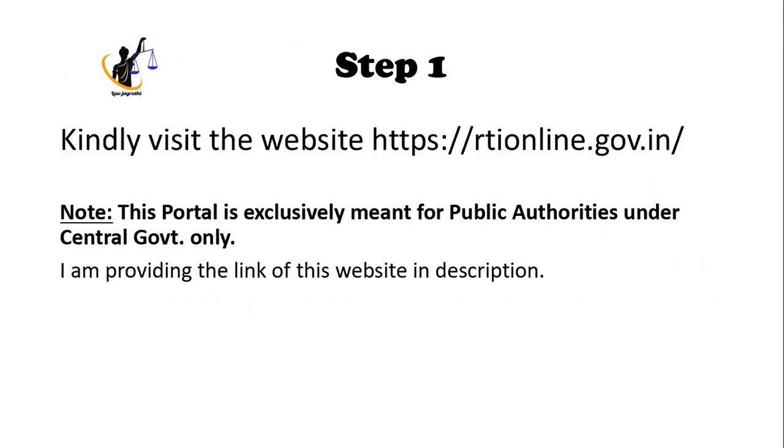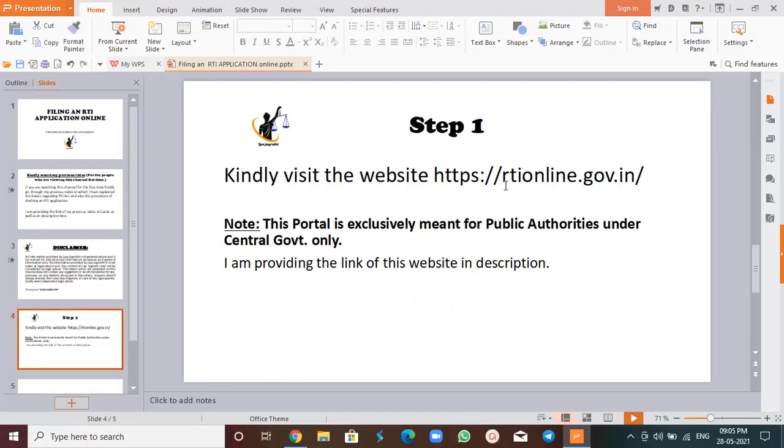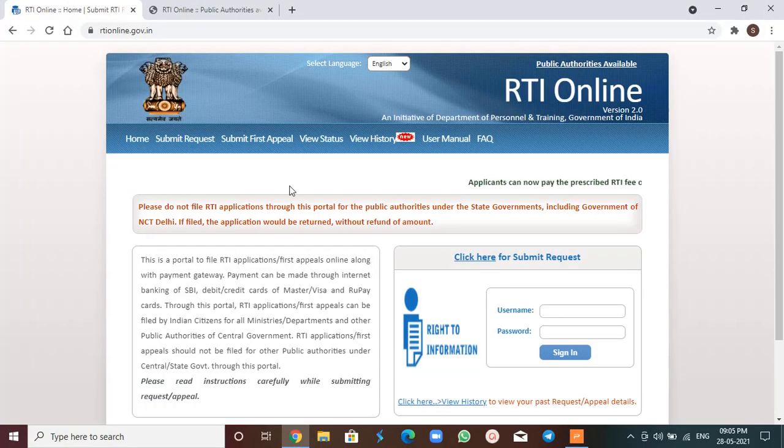Step 1. Kindly visit the website rtaonline.gov.in. Note: this portal rtaonline.gov.in is exclusively meant for the public authorities under the central government only. I am providing the link of this website in the description box. Once you click on this link, you will be seeing this interface.